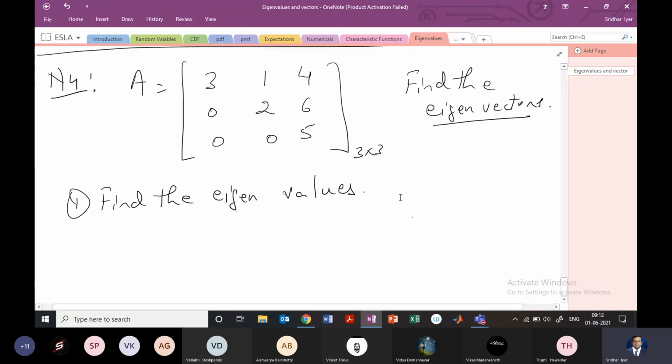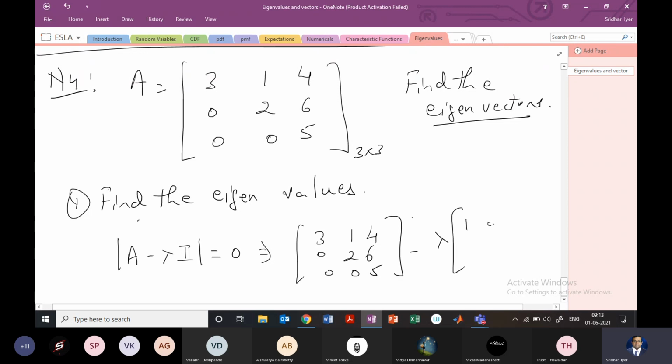Okay. So to find the eigenvalue, that is the first step. We need to find the characteristic equation, that is the determinant of A minus lambda I is 0, right? To do this, you'll have A, which is 3, 1, 4, 0, 2, 6 and 0, 0, 5, minus lambda I. So lambda and I is 1, 0, 0, 0, 1, 0, 0, 0, 1.